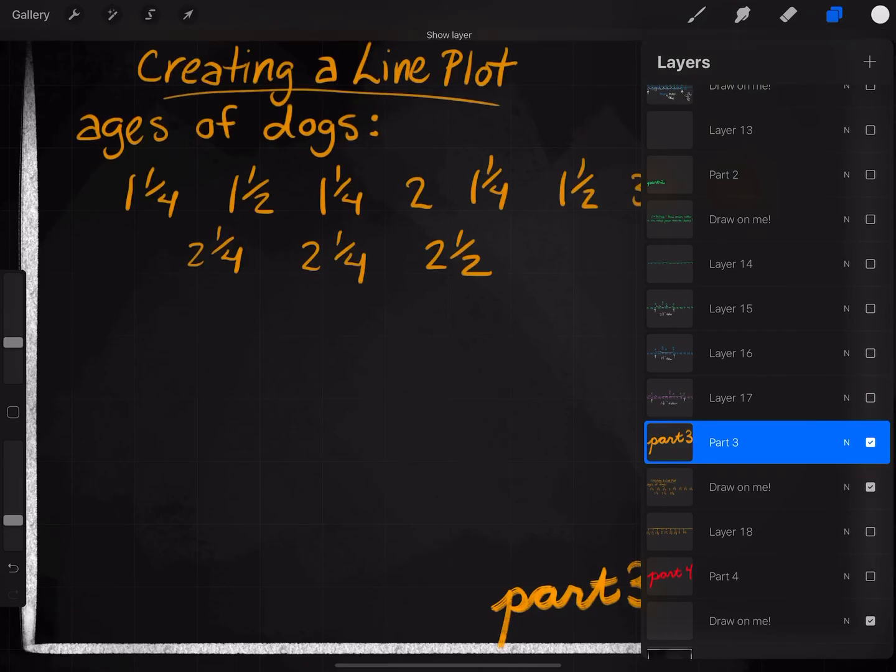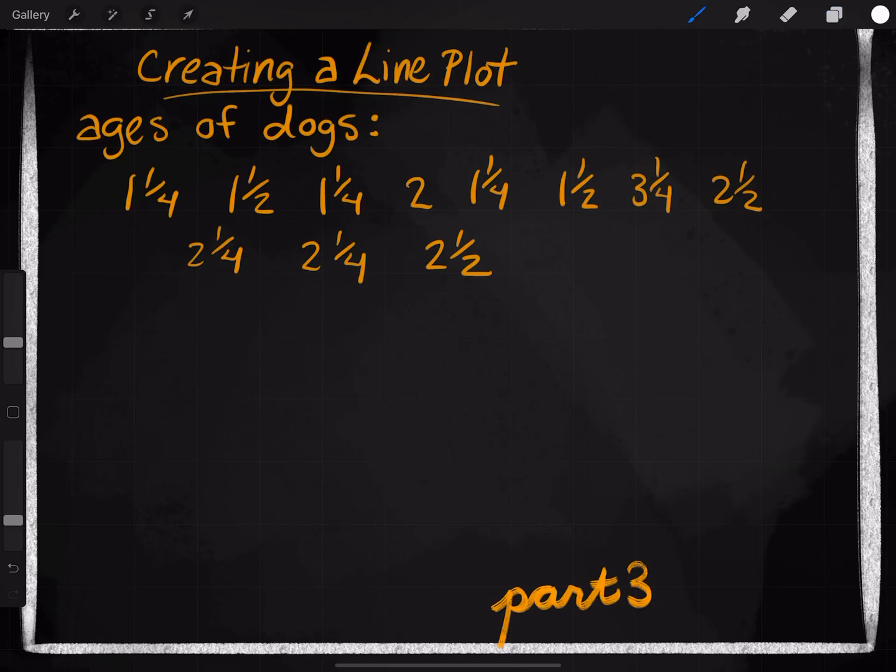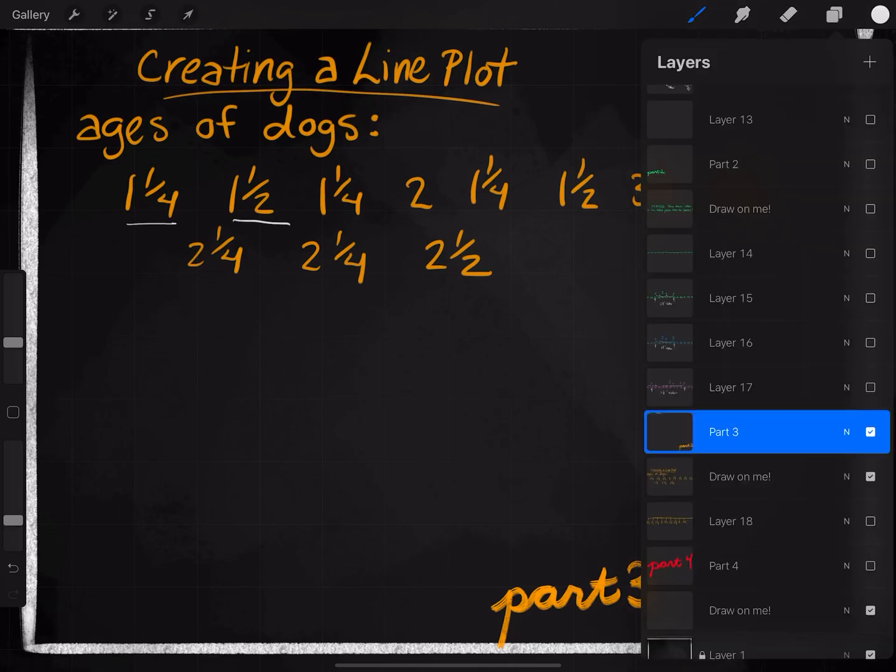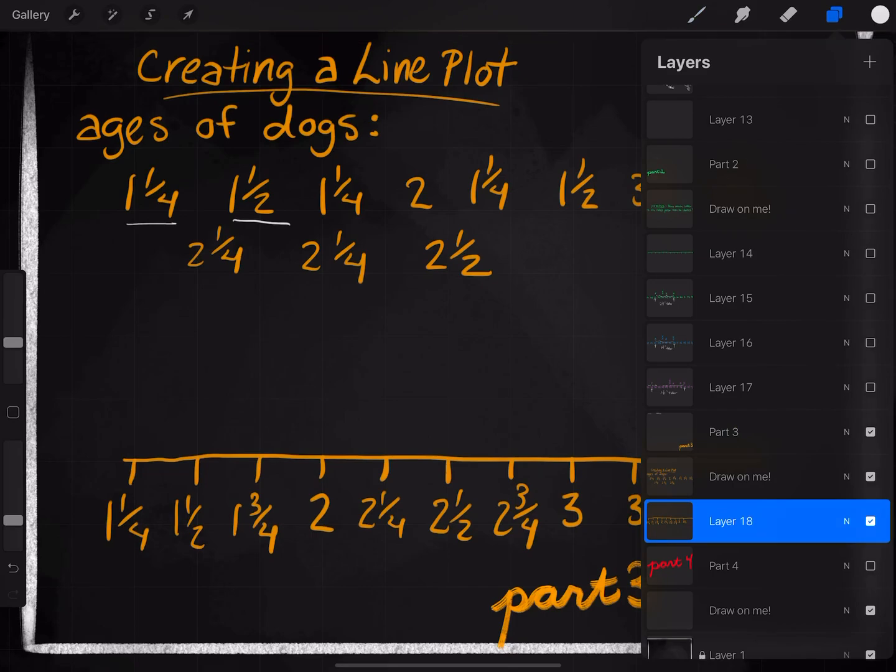All right, and this last part, we're going to create a line plot. So say you went around and you surveyed people, how old is your dog? And they guessed to the nearest 1/4 year. So person number 1 said, oh, 1 1/4 years old. Person number 2 said 1 1/2 years old. And then you wrote down all these pieces of info. So you'll want to put them on a line. So here's a little number line.